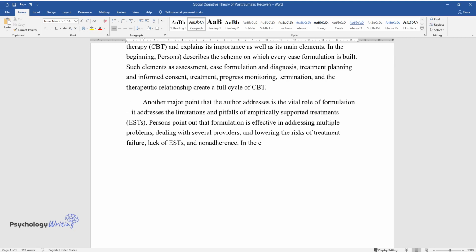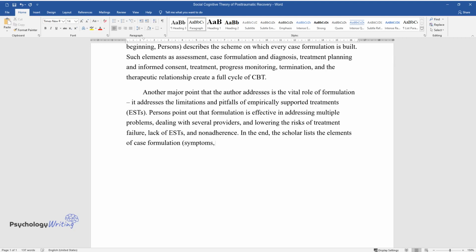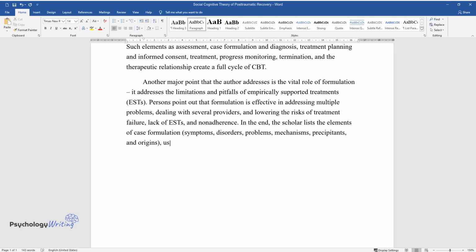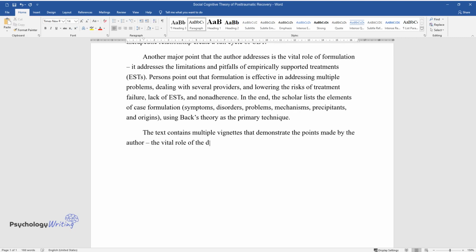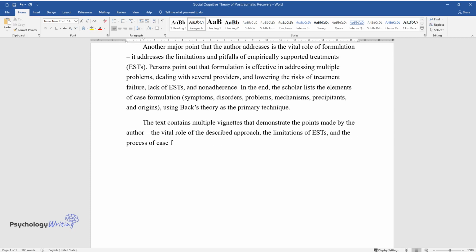In the end, the scholar lists the elements of case formulation: symptoms, disorders, problems, mechanisms, precipitants, and origins, using Beck's theory as the primary technique. The text contains multiple vignettes that demonstrate the points made by the author, the vital role of the described approach, the limitations of ESTs, and the process of case formulation.